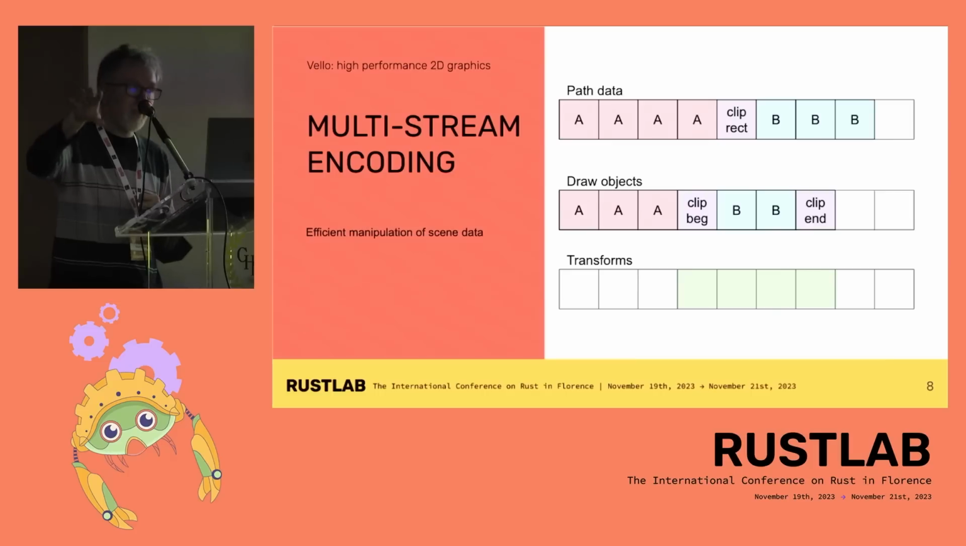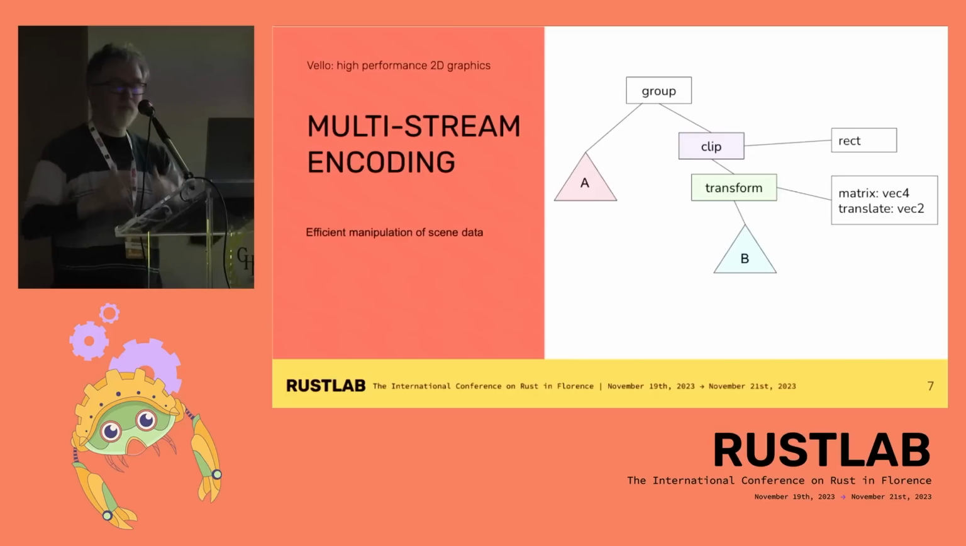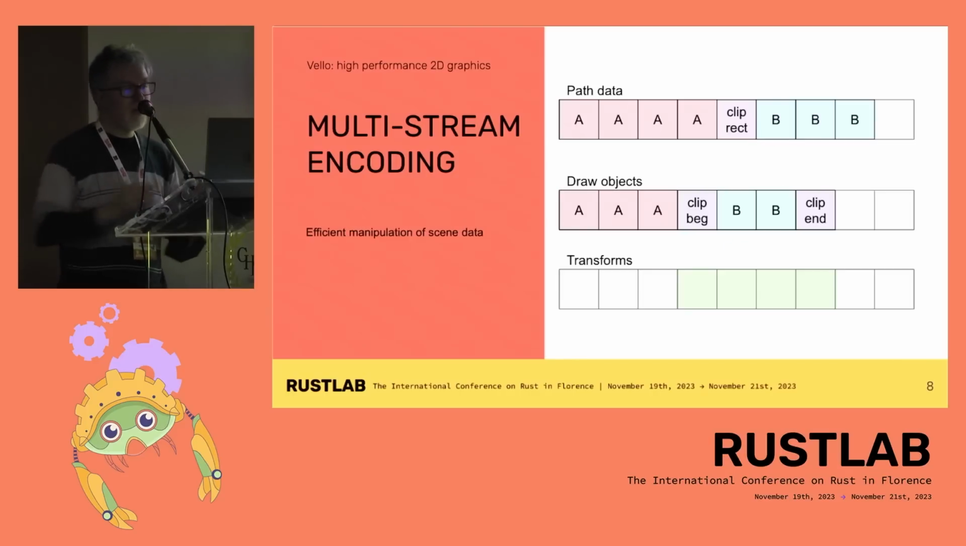There's one stream for the path data, there's another stream for the draw objects, and the draw object stream is incidentally where the tree structure is encoded. When you have this child relationship where all of the things in B are children of the clip node, the way that's encoded is that you have a clip begin, and then you have the contents B, and then you have the clip end. And then the transforms are in their own stream.